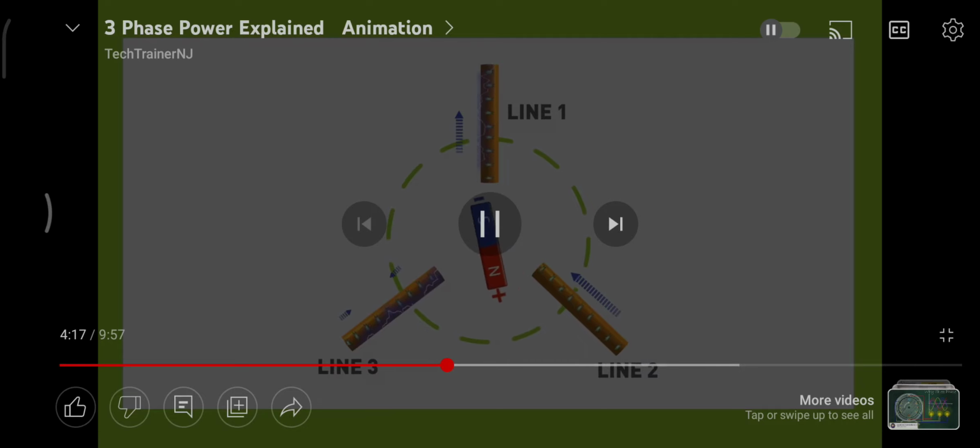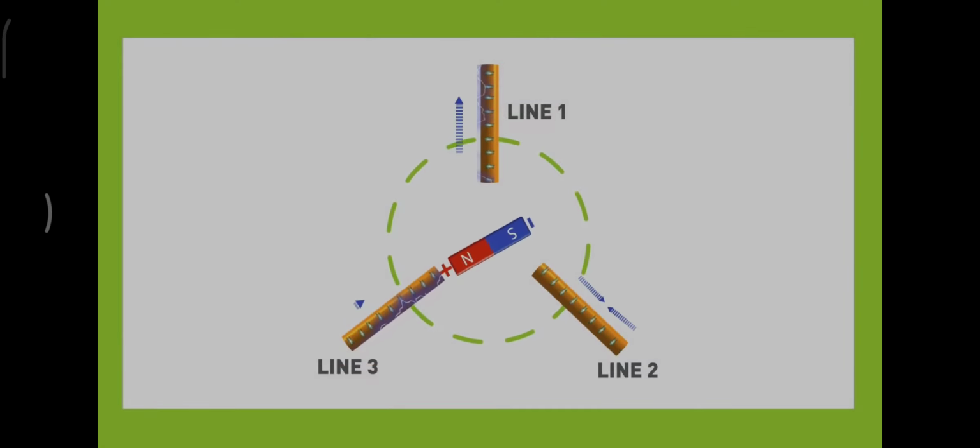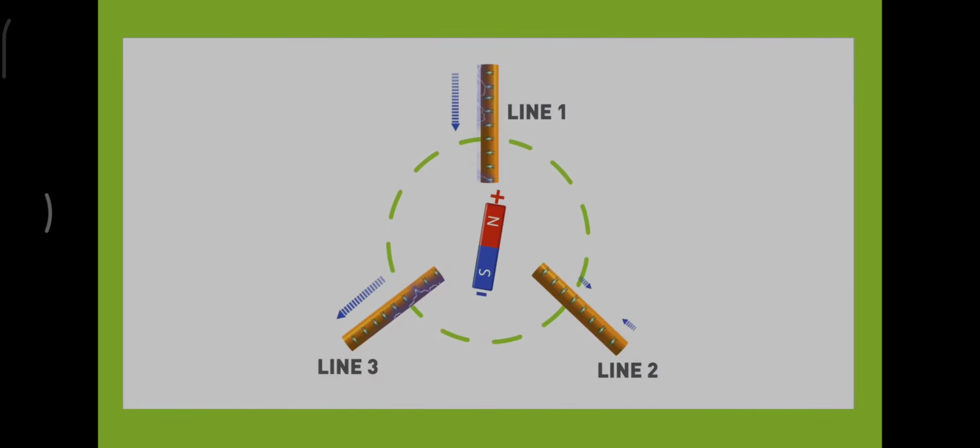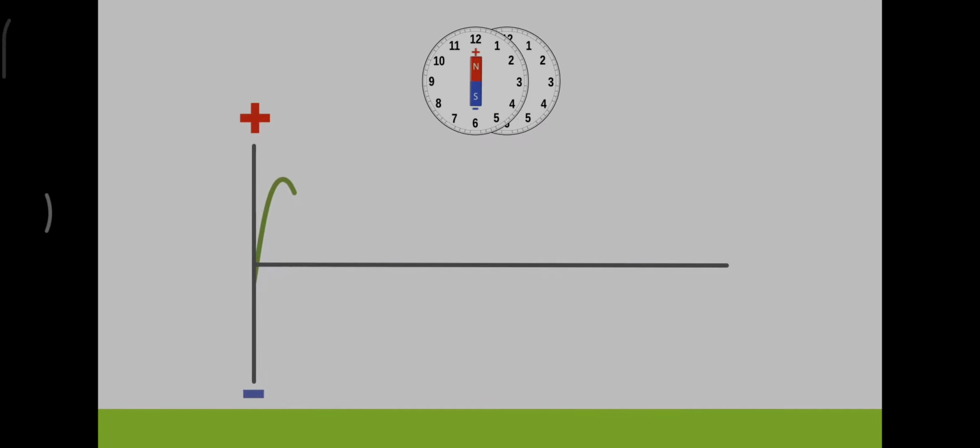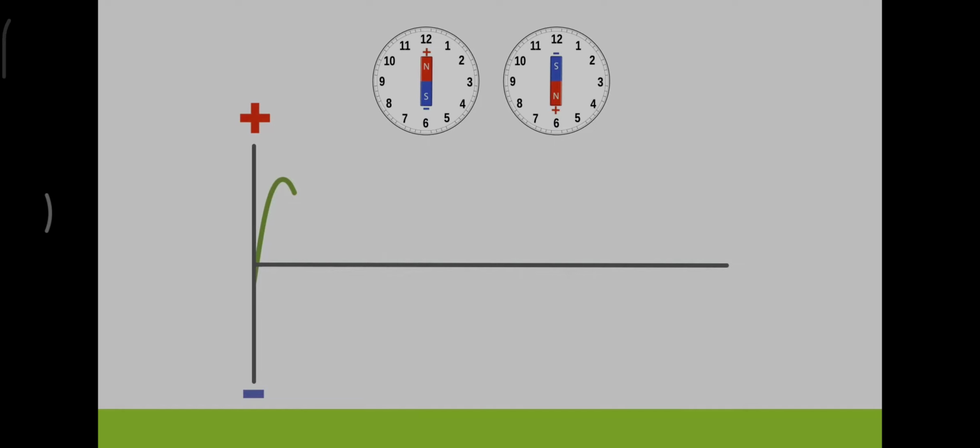will be affected by either the north or south poles, except when the magnet is perpendicular to a line. Let's focus on line 1. It's at its peak current when the north pole points to both 12 and 6 o'clock positions. It is at zero current when the north pole points to 3 and 9 o'clock.